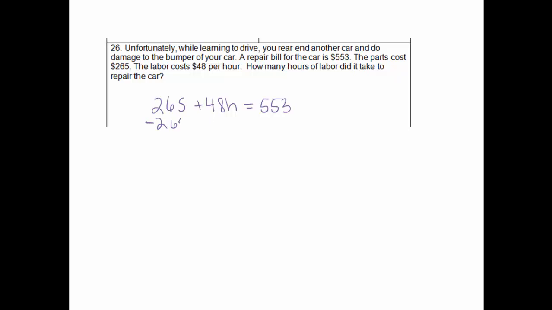I'm going to start by subtracting 265 from both sides. So I'm going to get 48h equals, let's see here, I don't have my calculator handy, so I'm just going to do some borrowing here. I'm going to get 884. Okay, now we're going to have to divide both sides by 48.